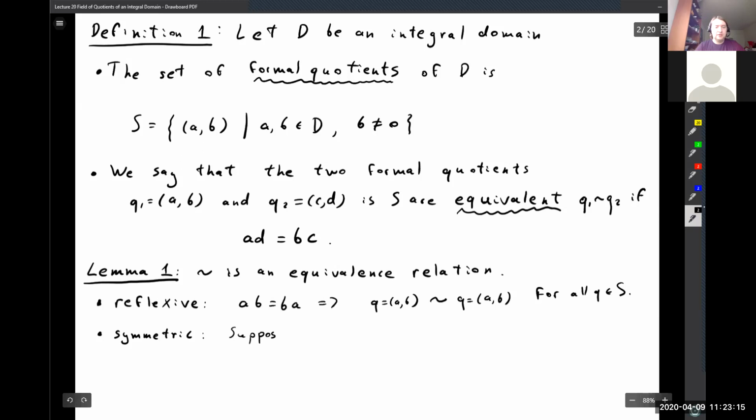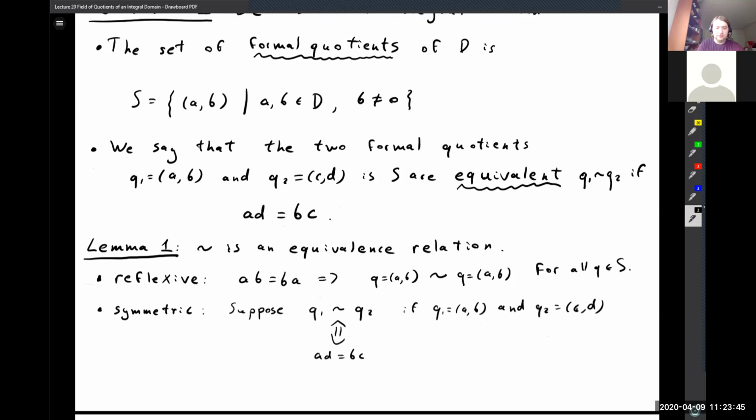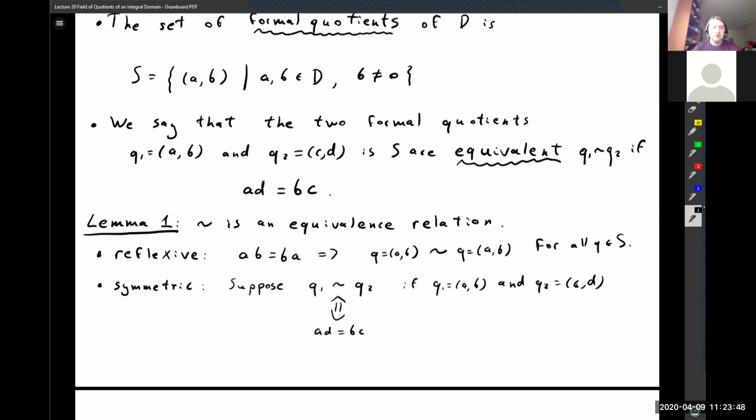Okay, so now for symmetric. Suppose that quotient 1 is equivalent to quotient 2, right? Then what do we have? If Q1 is A over B and Q2 is C over D, this would imply that AD equals BC, right? Which of course implies that Q2 is related to Q1.